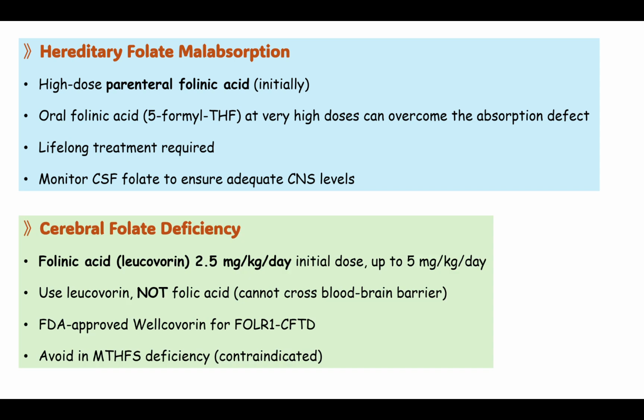For cerebral folate deficiency, the recommended treatment is folinic acid or leucovorin, starting at 2.5 mg per kilogram per day and increasing up to 5 mg per kilogram per day. A very important distinction is made here. Use leucovorin, not folic acid, because folic acid cannot cross the blood-brain barrier. There is also mention of FDA-approved valcovorin for FOLR1 CFTD and notes that folinic acid should be avoided in MTHFS deficiency where it is contraindicated. This is an excellent example of why the exact folate formulation matters in clinical therapeutics.